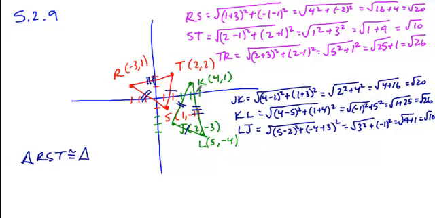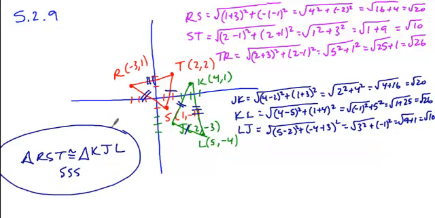R is opposite 1 tick mark, so is K. S is opposite 3 tick marks, so is J. And finally, T is opposite 2 tick marks, so is L. So here's our statement, and the pattern is 3 pair of corresponding sides, therefore SSS is the pattern.